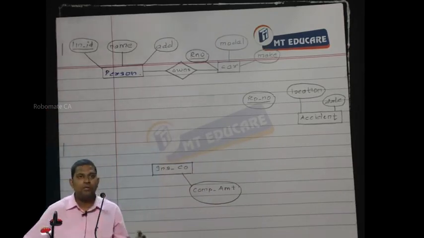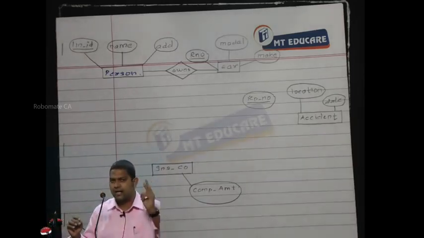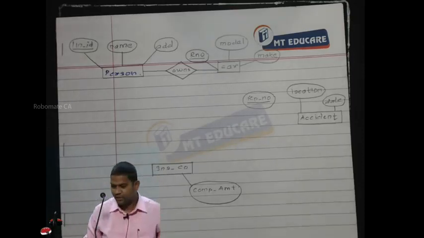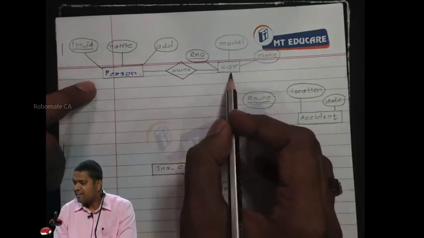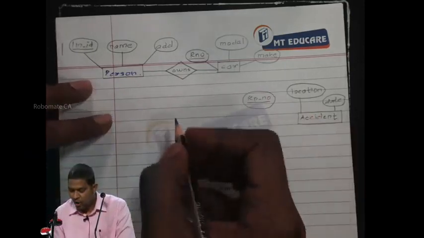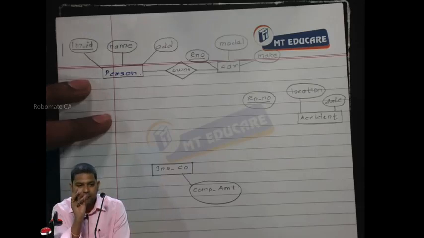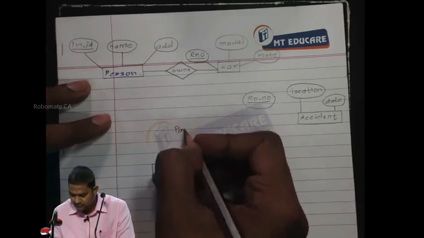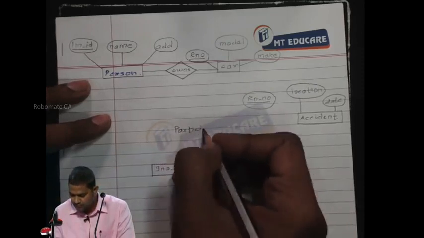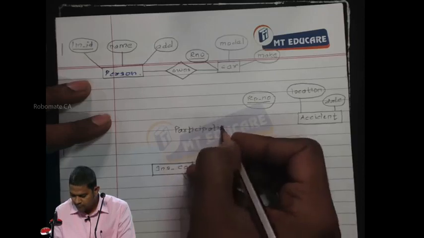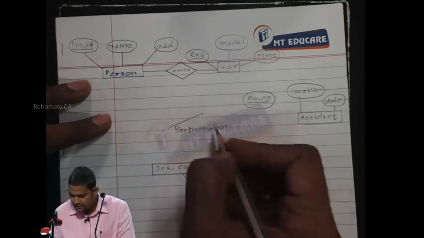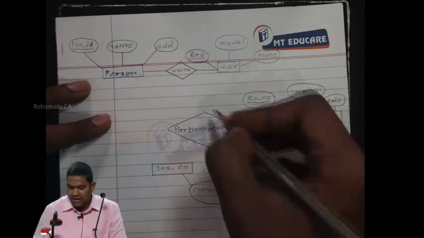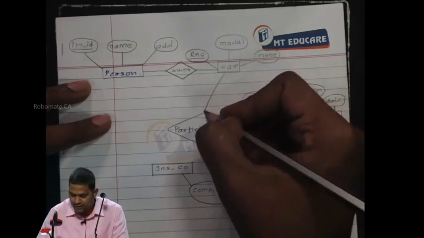Okay. Now we are trying to set a relationship between all the existing entities. We have person, we have a car, we have an accident. Now all these three are the participants of accident. So we are setting a relationship, and this participation is nothing but a relationship. In participation, the car has to participate in the accident.